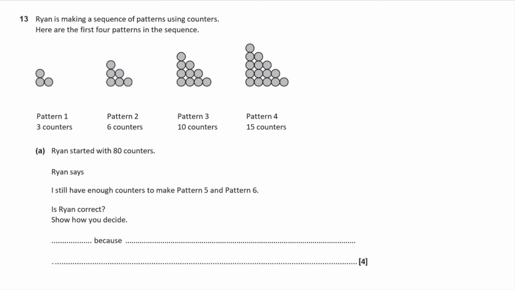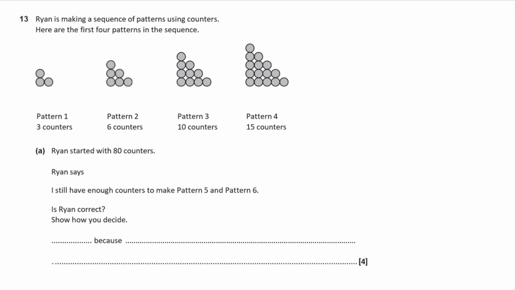Question 13. Ryan is making a sequence of patterns using counters. Here are the first 4 patterns in the sequence. He's got 3, then 6, then 10, then 15. These are actually the triangle numbers, aren't they? If you know your number patterns, these are the triangle numbers. Ryan starts with 80 counters. Ryan says, I still have enough counters to make patterns 5 and pattern 6. Is Ryan correct? Show how you decide.